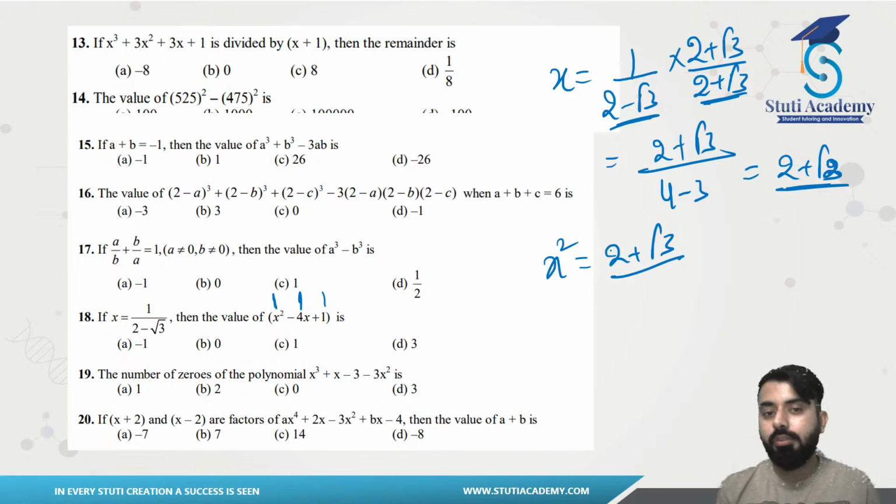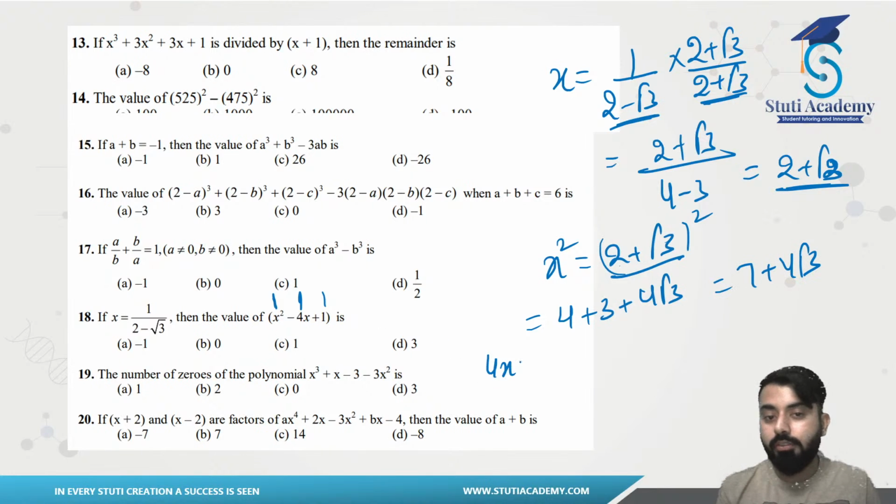So the value of x square: just square both sides. So this will be 4, 3, and 2ab, 2 into 2, 4 root 3, right? So this should be 7 plus 4 root 3. Then you have to find 4x. 4x will be 4 into 2 plus root 3. So that will be what?